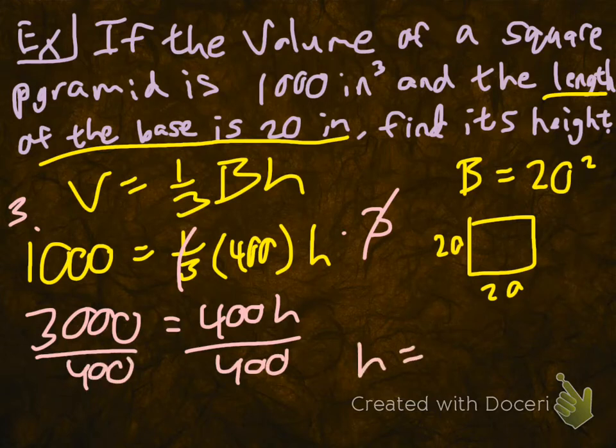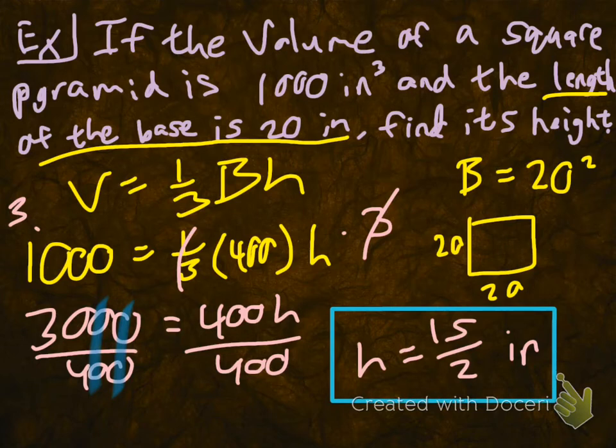And you get h equals, if I want to simplify this fraction, divide them both by 100, meaning get rid of those 2 zeros. Then divide them both by 2, you get 15/2 inches, or 7.5 inches. Okay? And again, there's a lot of work here, so make sure you box your answers, whether you're in my class or not. Just makes your teacher's life a lot easier.